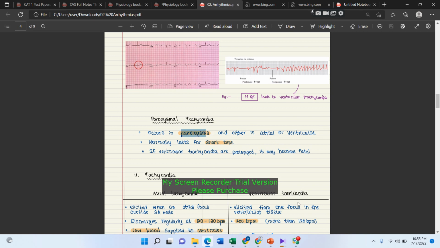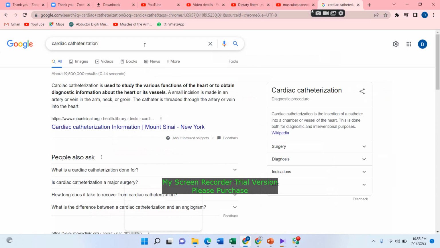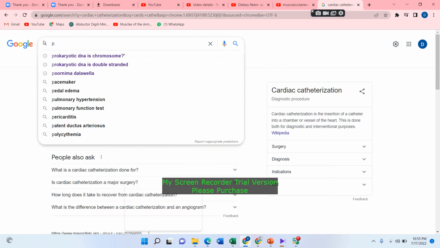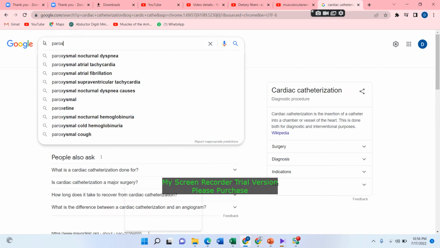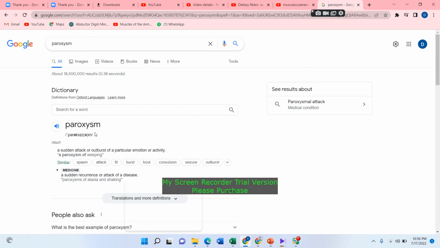So let's just Google what this paroxysm is. Paroxysm means actually a fit, a sudden attack, like a fit.